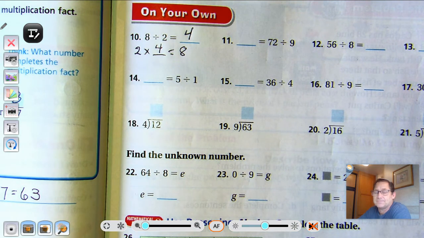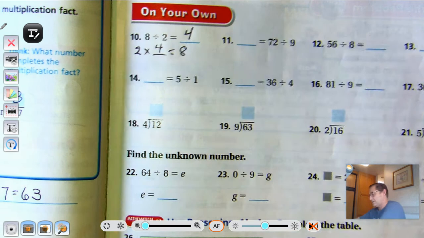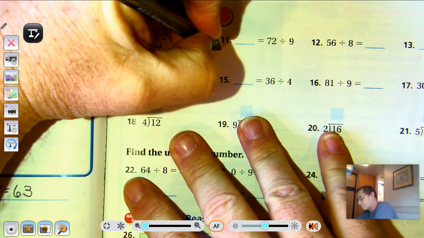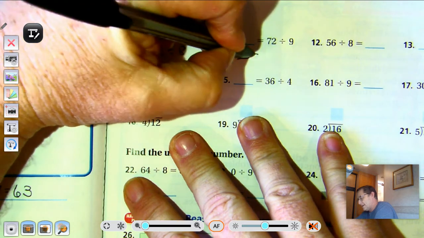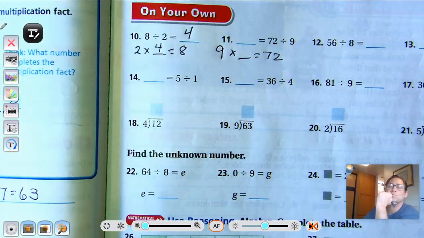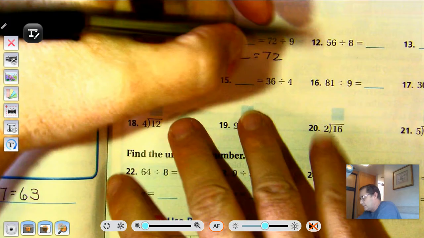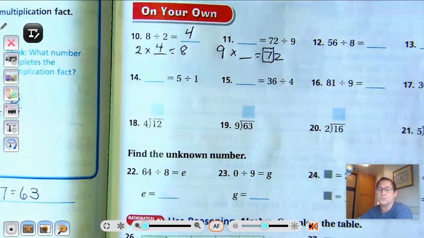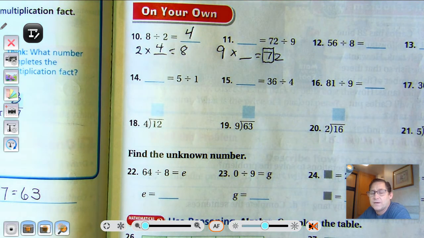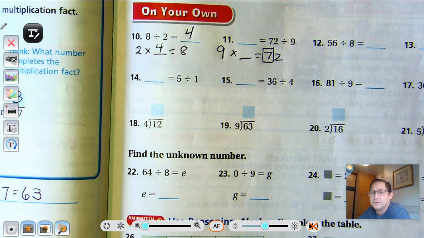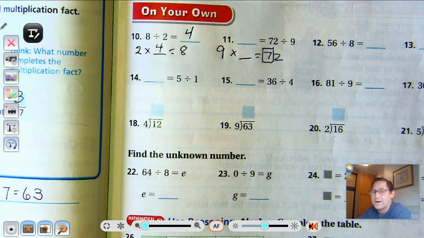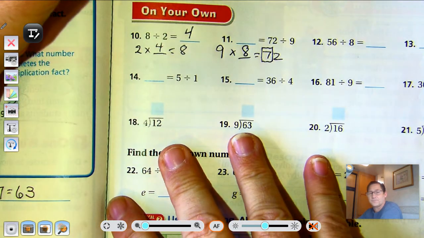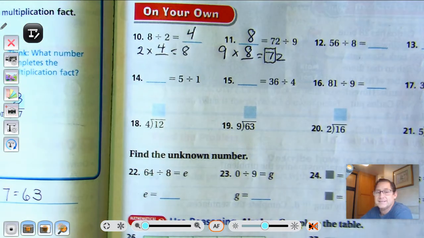72 divided by 9. Well, let's say I couldn't remember this one. So 9 times what is 72? So again, let's look at the 7 of 72. The factor that I multiply by the 9 will be 1 greater than the tens place of the product. The tens place is the 7. So the factor that I multiply by 9 will be 1 greater. 9 times 8. So 72 divided by 9 is 8.